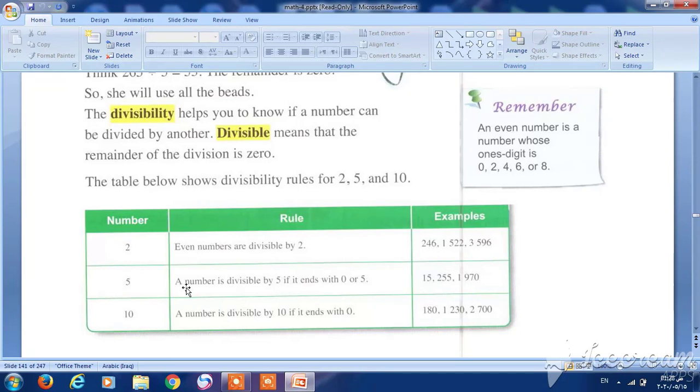And for 5, a number is divisible by 5 if it ends with 0 or 5. That means any number that has the last digit 5 or 0 can be divided by 5. And for 10, a number is divisible by 10 if it ends with 0. That means any number that has a last digit 0 is divisible by 10. That's about divisibility.